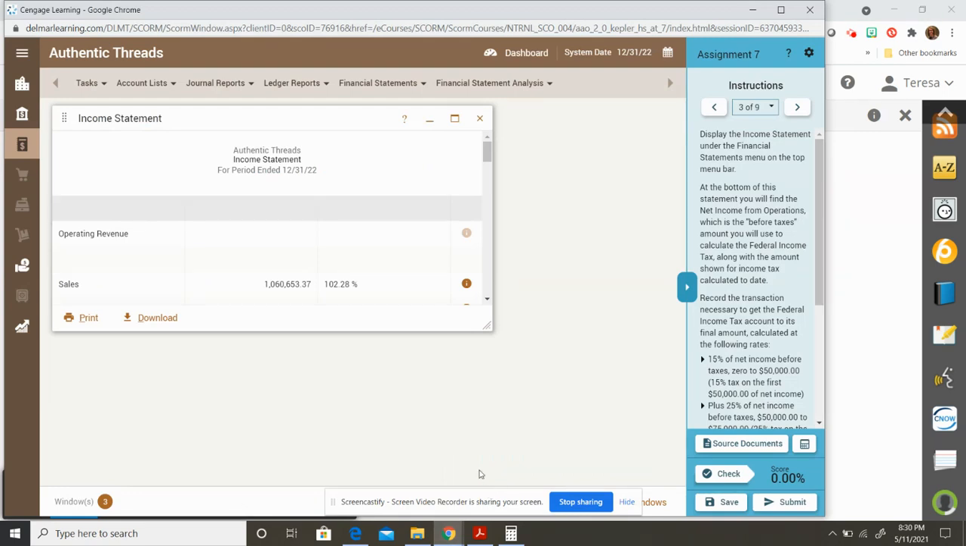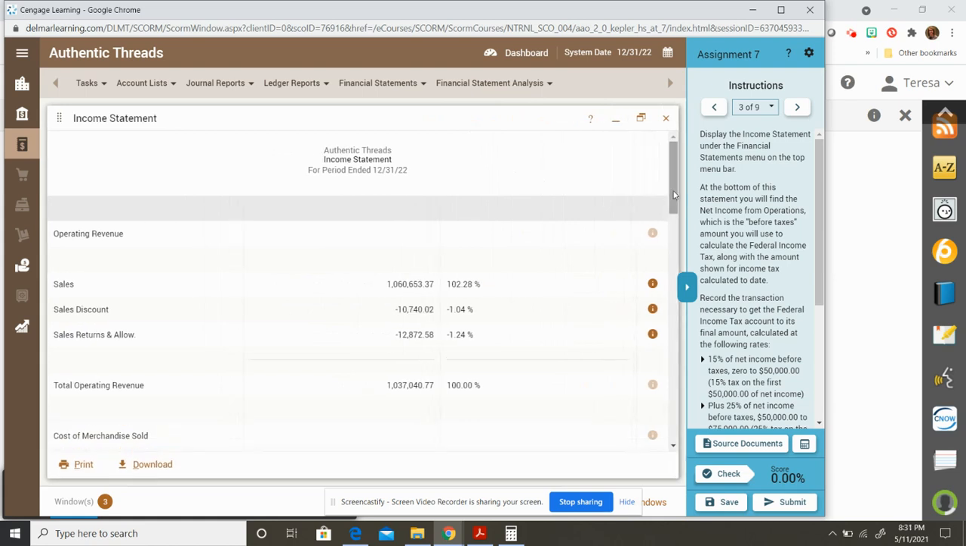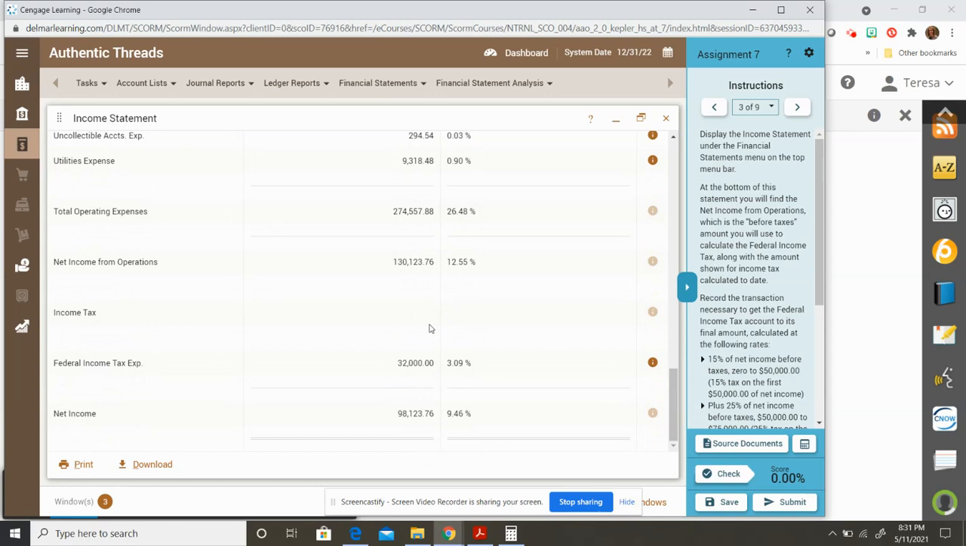Okay, after doing that, you are going to move on to instruction 3. Now, I really need you to pay attention here. You need to now display the income statement, and you're going to go to the net income from operations, which is before your taxes. I want you to make sure that it's $130,123.76. You need to make sure that it's that before you move on.